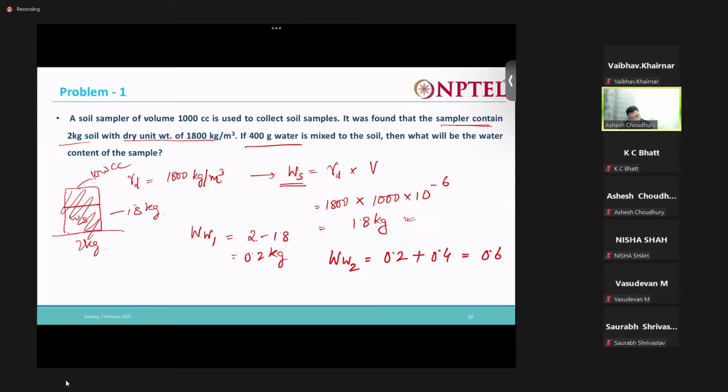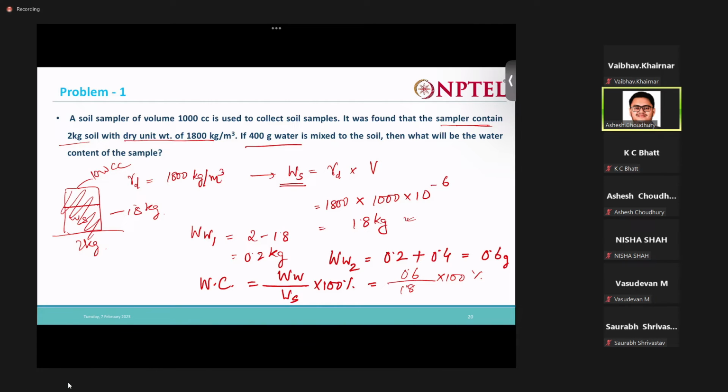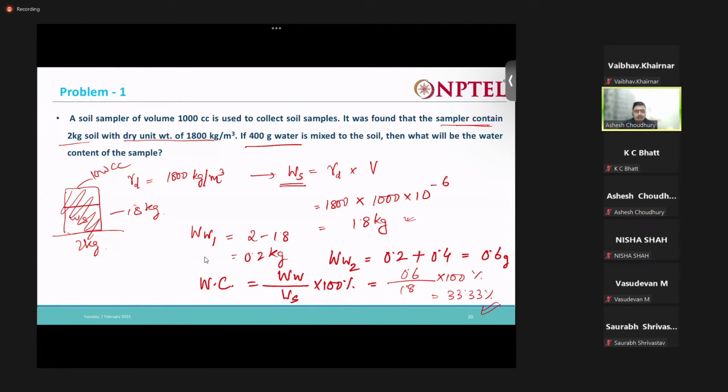Now as per the definition, what is the water content? It's the weight of water by weight of solids into 100%. So your new weight of water is 0.6 divided by the weight of solids, 1.8, into 100%. This will give you the water content. Let me calculate: 0.6 divided by 1.8 into 100 is 33.33%. So 33.33% is the new water content of the soil.